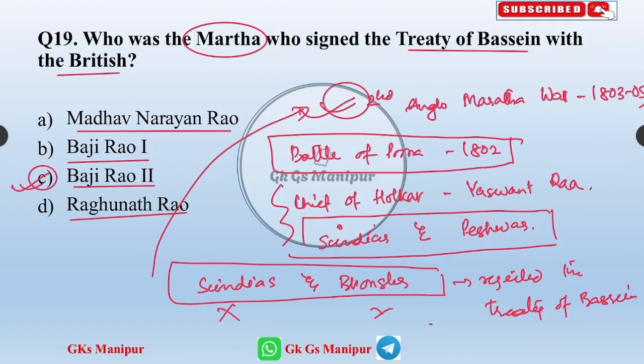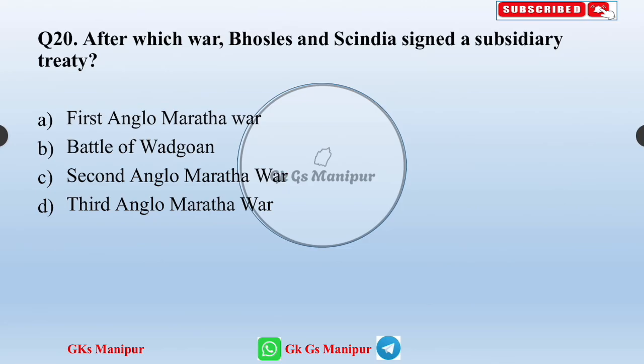So with this, question number 19 is understood. Now question number 20. After which war did Bhonsle and Sindhia sign a subsidiary treaty?